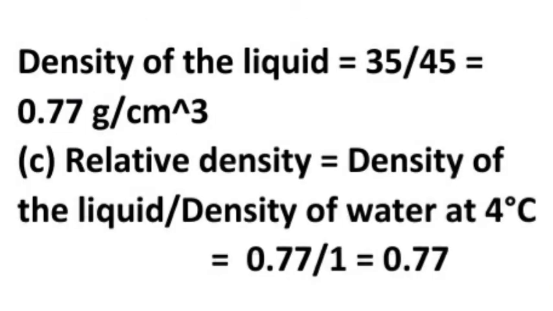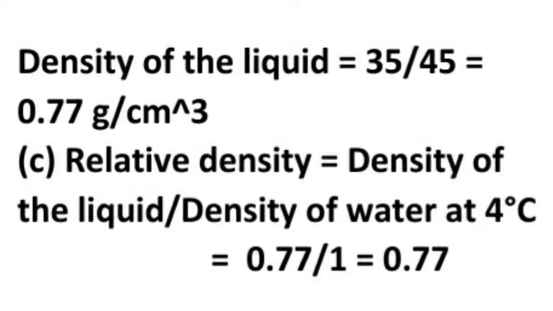Now we have to find the density of the liquid. Density of liquid equals mass of liquid upon volume of liquid. Now we know the mass of the liquid is 35 gram and volume is 45 ml or 45 cubic centimeter. So 35 upon 45 will give you the answer 0.77 gram per cubic centimeter.